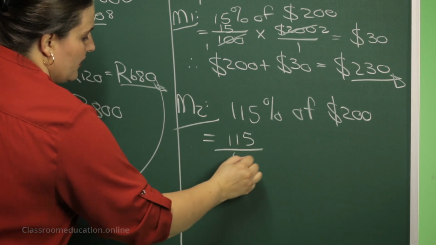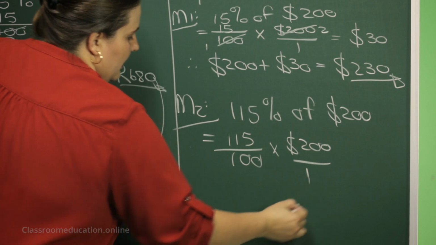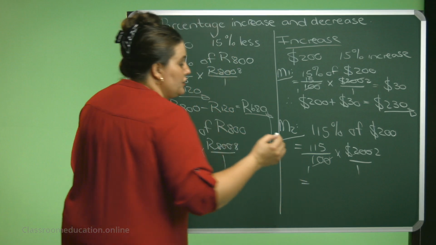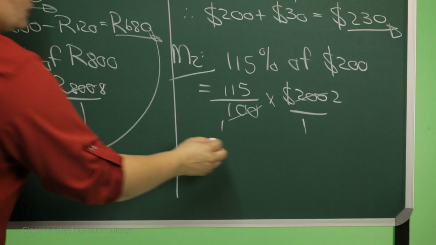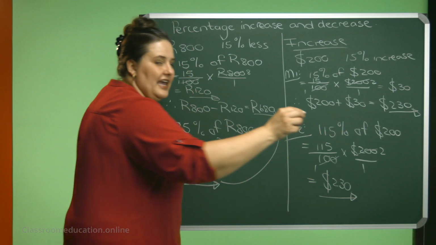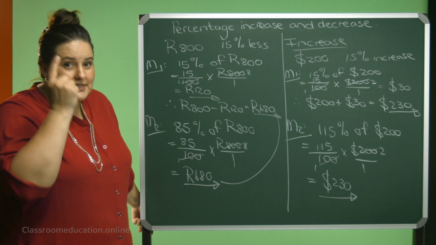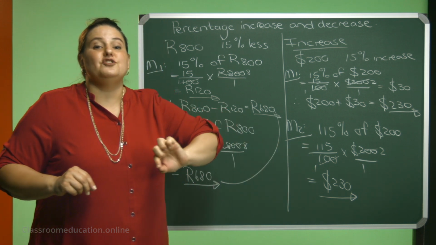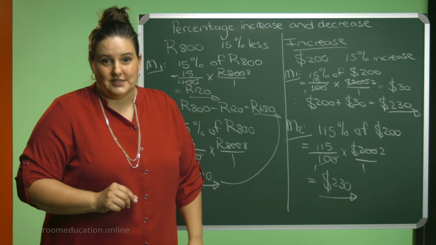115 over 100 times $200 over 1. So I can cancel out. 100 can go into that twice. And 2 times 115 will actually be $230. Again, you did it only in one calculation, but you had to do the mental calculation by saying this is not 100%, it's 115% because there's a 15% increase.